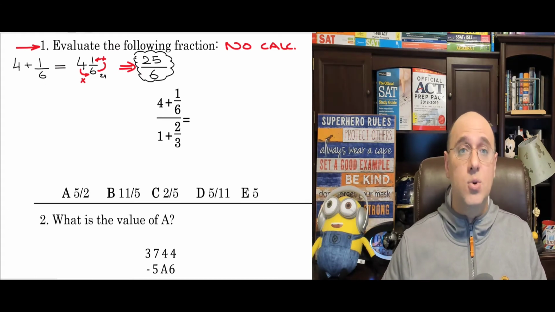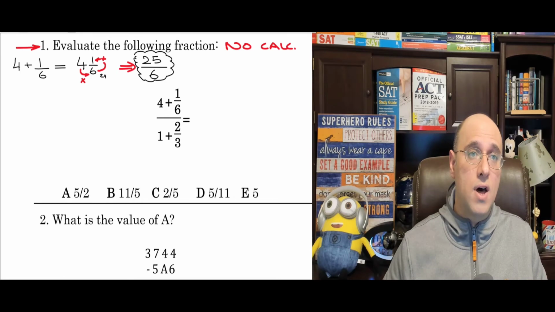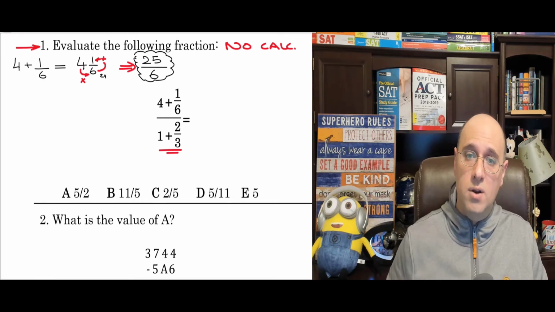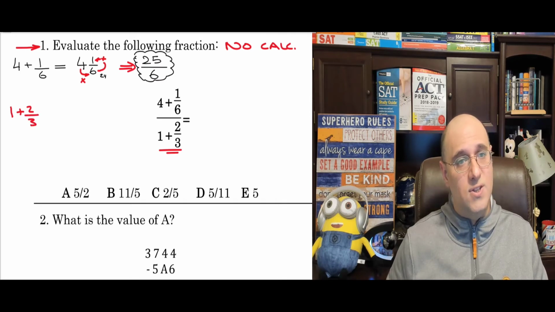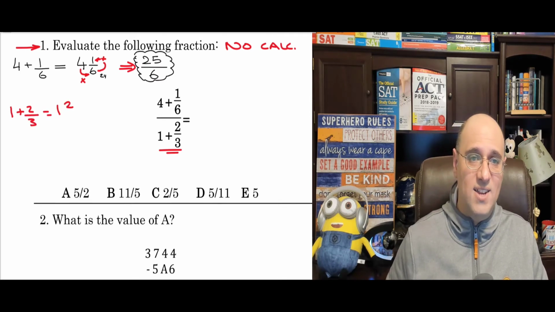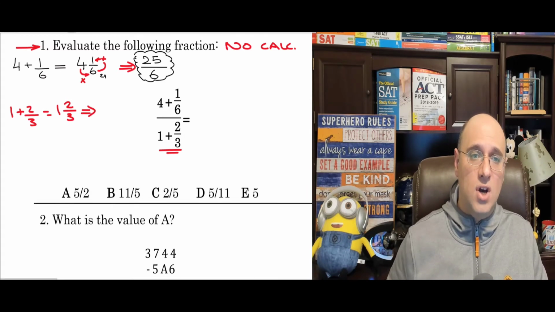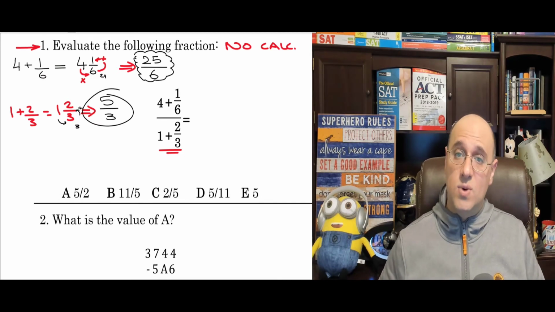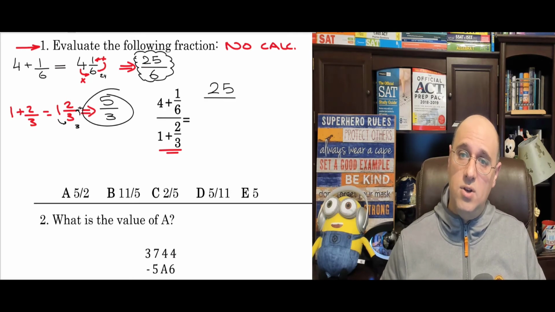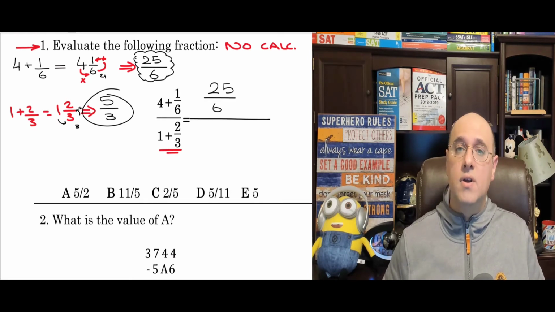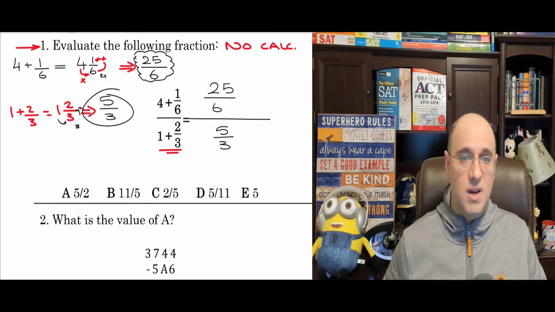Okay, let's do the same thing for the denominator. 1 plus 2/3. So 1 plus 2/3 is the same as saying 1 and 2 over 3. Using our hack, we go 1 times 3, that's 3, plus 2, that's 5, so 5 over 3. There you go. So the answer is 25 over 6, that's my numerator, over 5 over 3, that's my denominator.